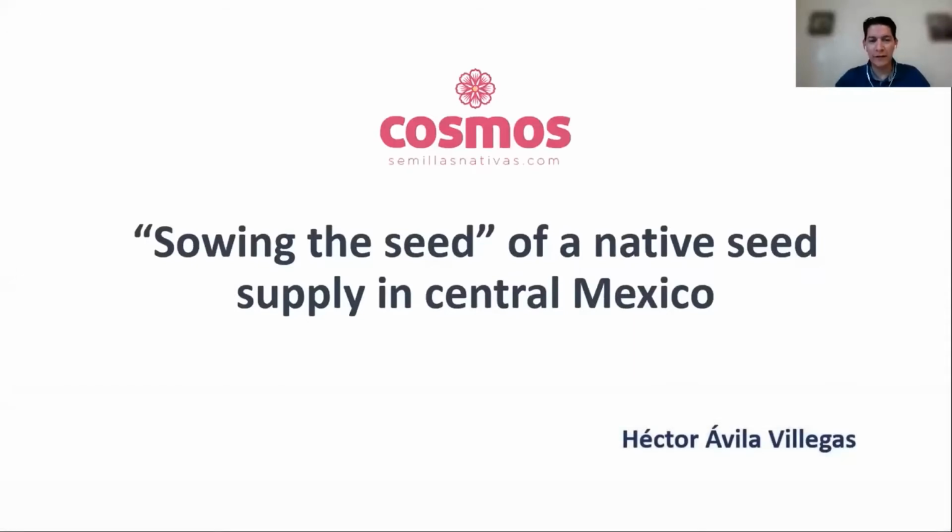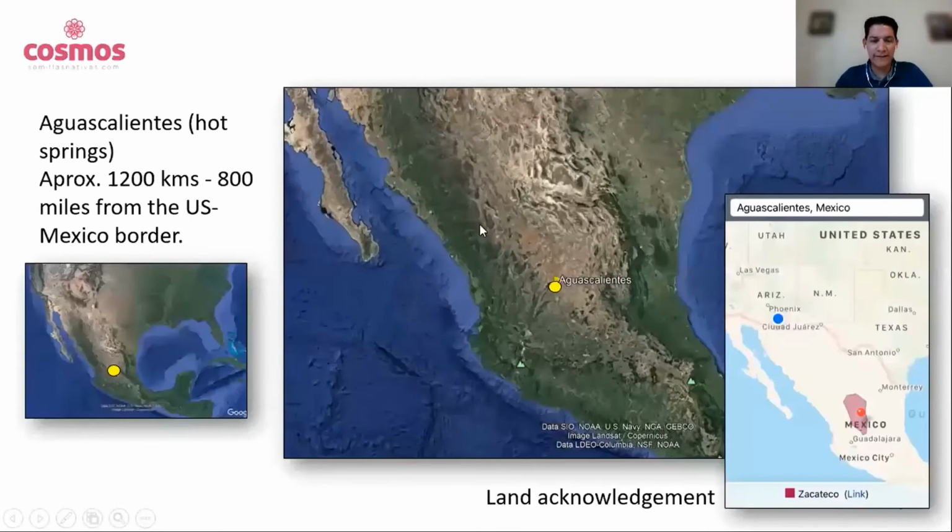I am a conservation biologist from Mexico, and I'm very happy to be here with you, sharing my experience in the creation of the first native seed supply in central Mexico. My project is located in the state of Aguascalientes, which means hot springs, and which is located about 800 miles from the US-Mexico border. And it is also located in the ancestral lands of the Zacateco people.